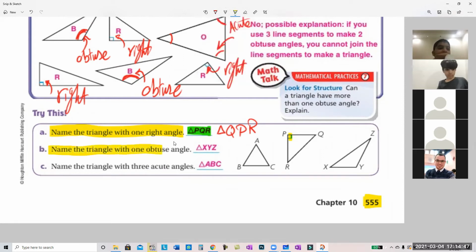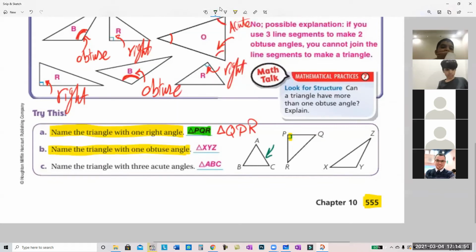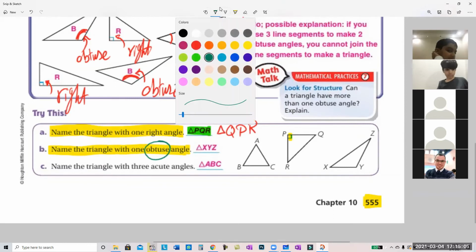Name the triangle with one obtuse angle. So let's see. We have two triangles left, this triangle and this triangle. So he's asking about the obtuse angle. So what do you think? We have two triangles. Let's see.